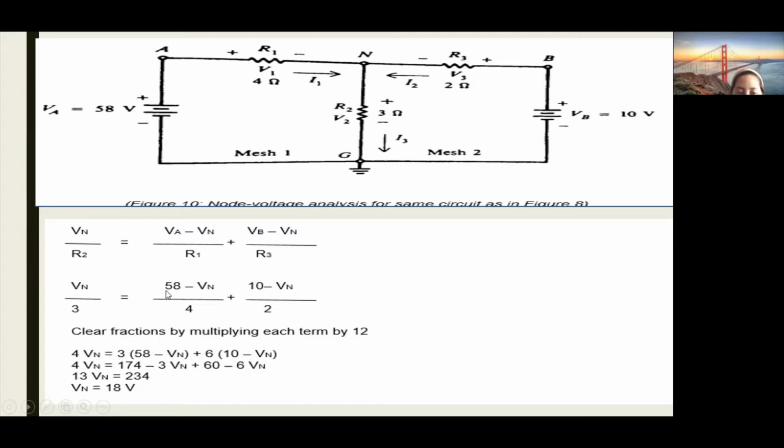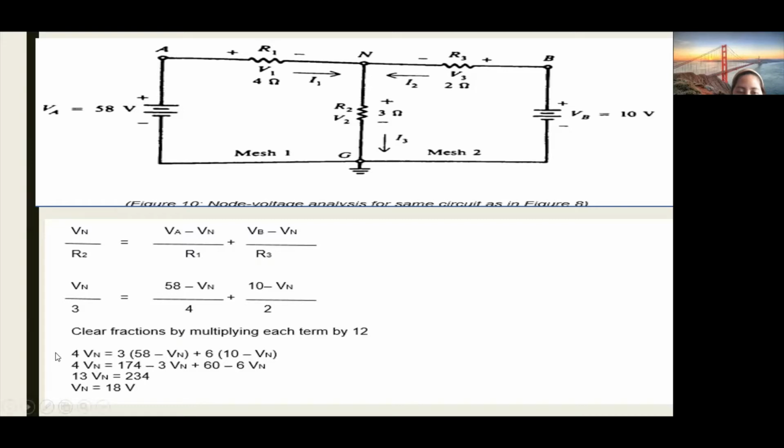So first, step 3: find all voltages, drops, and currents. V1 equals VA minus VN, so 58 minus 18 is 40 volts.